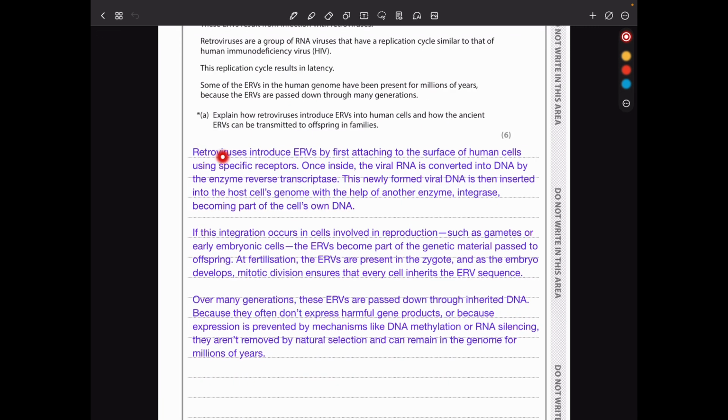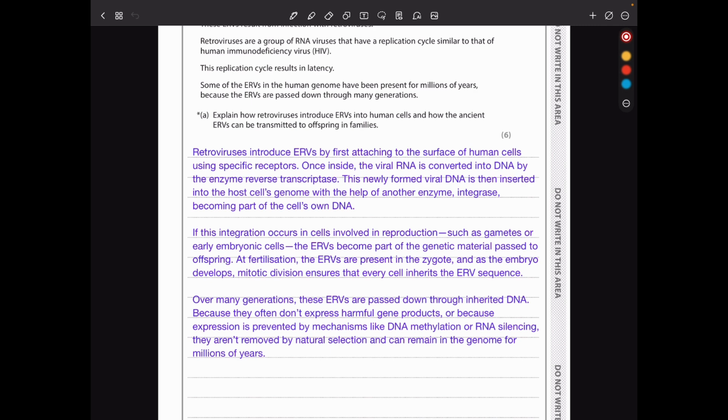So I said retroviruses introduce ERVs by first attaching to the surface of the human cells using specific receptors. Once inside, the viral RNA is converted into DNA by the enzyme reverse transcriptase. This newly formed viral DNA is then inserted into the host cell's genome with the help of another enzyme, integrase, becoming part of the cell's own DNA.